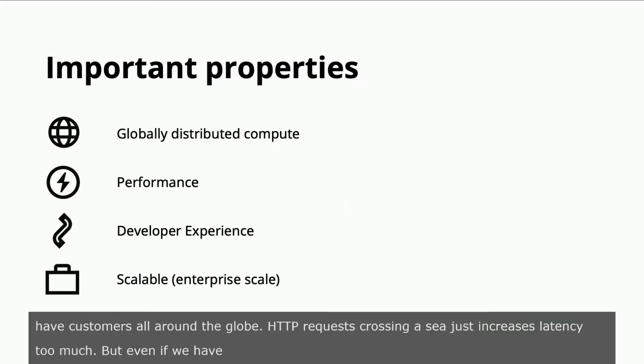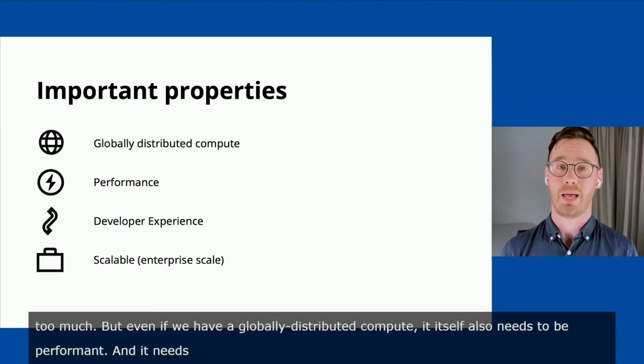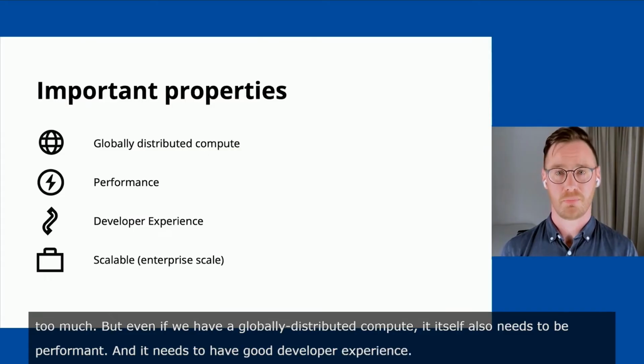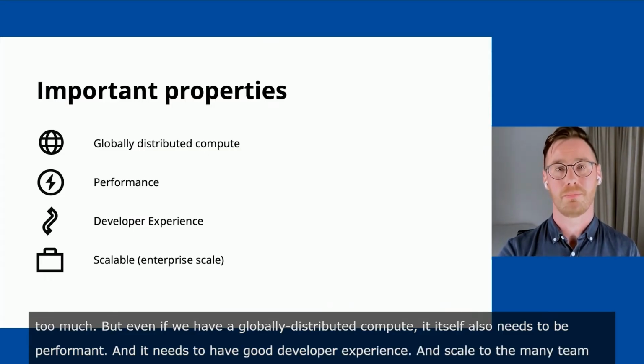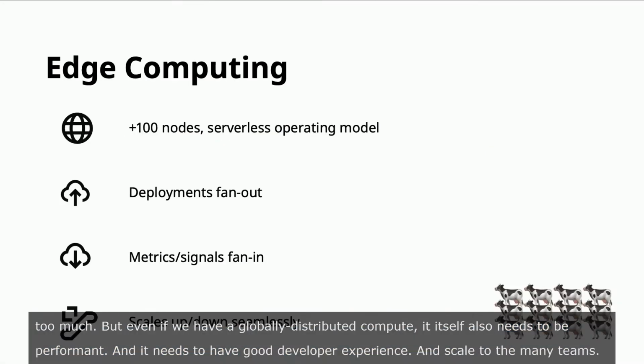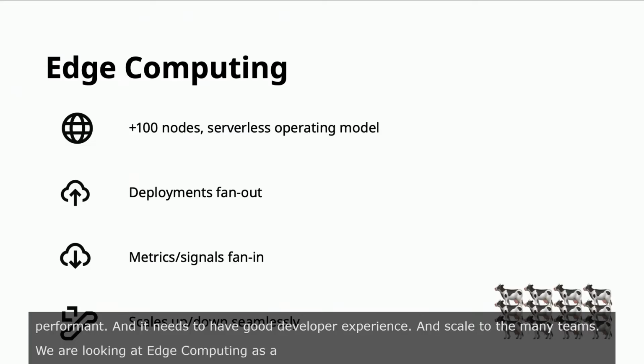But even if we have a globally distributed compute, it itself, of course, also needs to be performant. And it needs to have good developer experience and scale to the many teams. We have started to look at edge computing as a way to get dynamic responses for IKEA.com. So, what is edge computing?